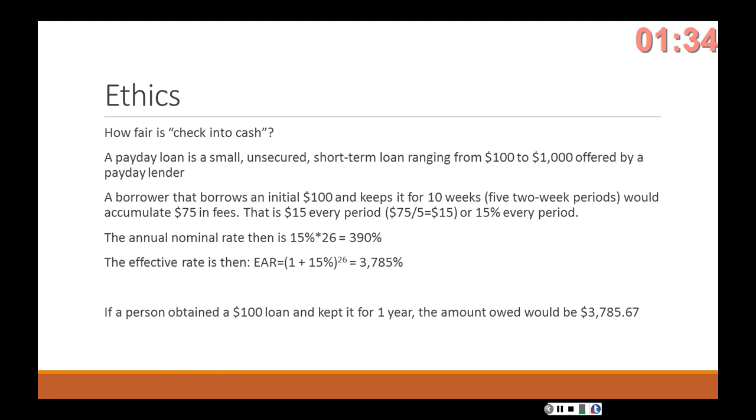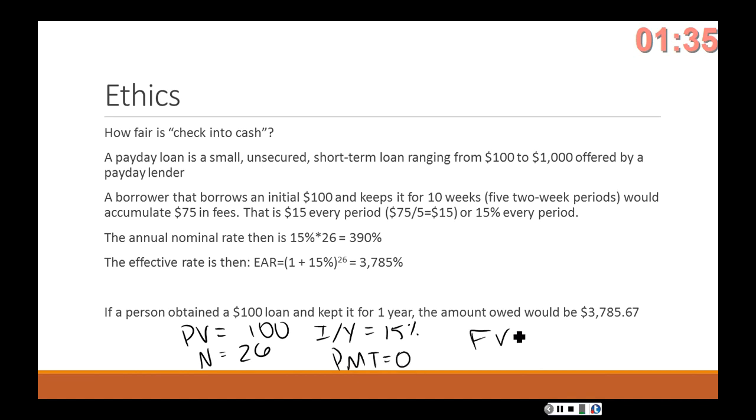You can put this in your calculator if you don't believe me. The present value, they deposited $100, or they got a loan for $100, and it's 26 2-week periods. The interest rate, the nominal rate divided by the number of compounding periods, so it's 15%, and the payment is 0. Then the future value is $3,785.68. Pretty impressive.